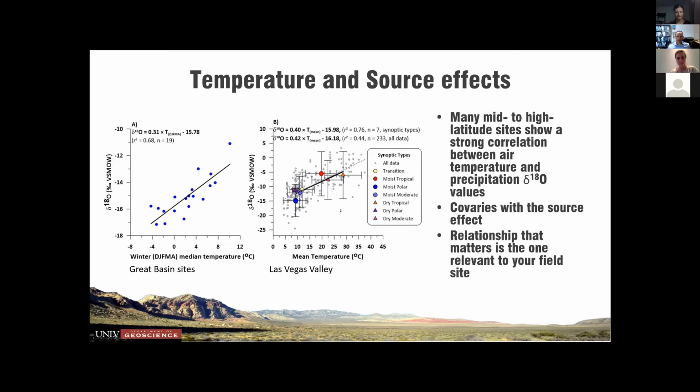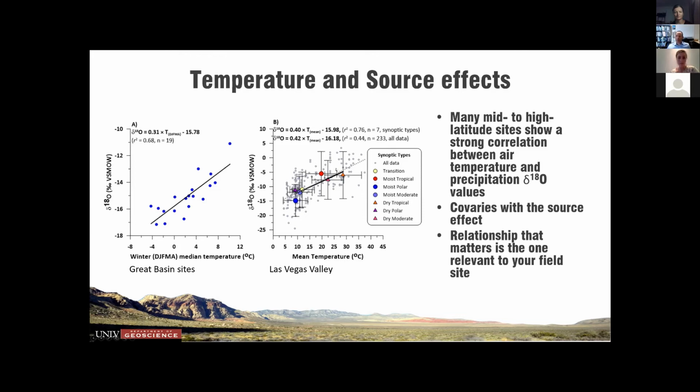And we can break this down into more detail by looking at where those air masses are coming from, what the moisture sources are. And usually the air masses that are coming from the high latitudes, in this case, in the Pacific Ocean, have significantly lower oxygen isotope values. And then the more tropical sources that you see during the summer have higher values.